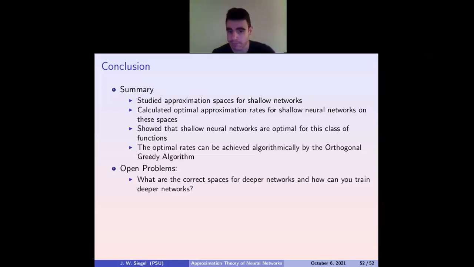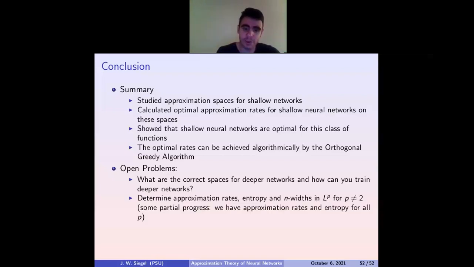For example, how do you deal with deeper networks? We really have no idea how to deal with deep networks. This work is essentially only for shallow neural networks, where the methods are different. You are looking at a convex hull of functions and doing nonlinear dictionary approximation. So we don't know how to deal with deep networks.